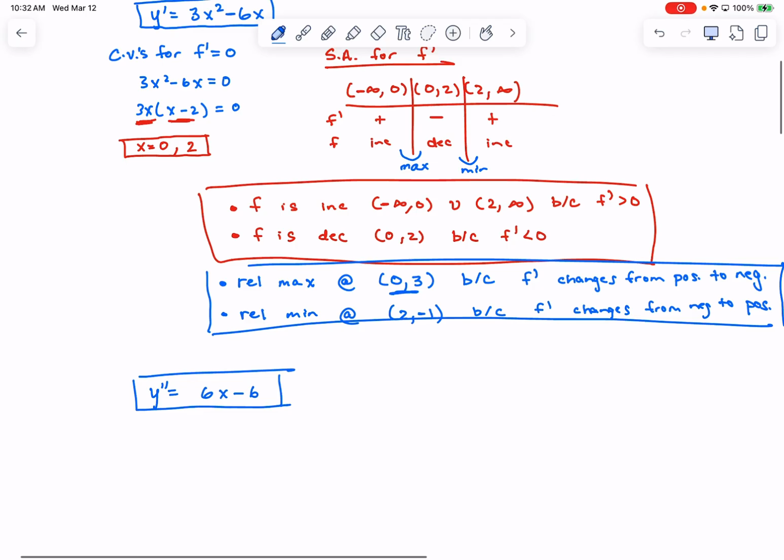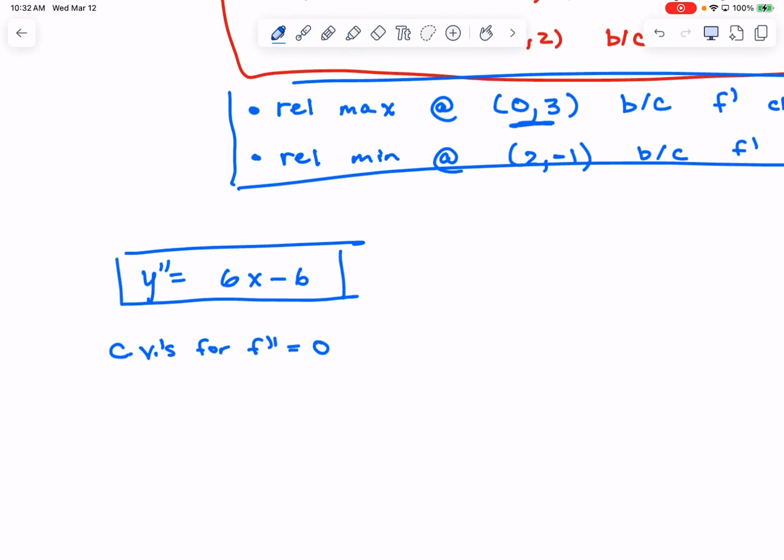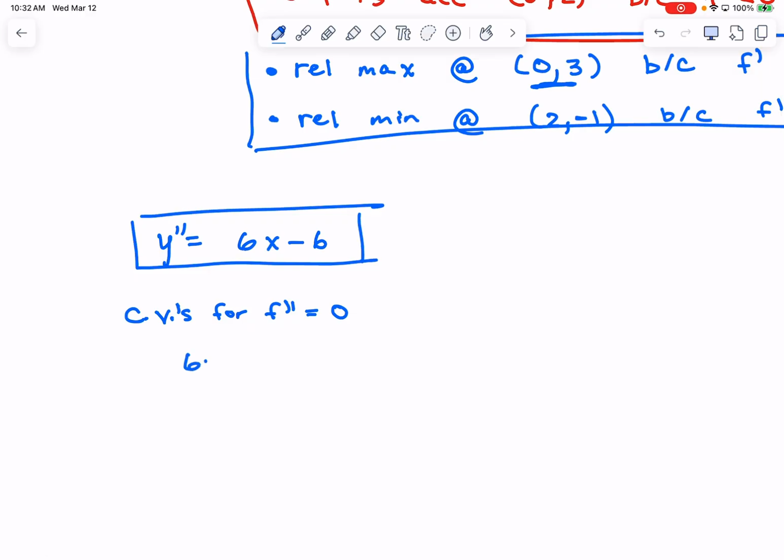All right, CVs for the second derivative. I label everything. I'm just super freakish about this, but it's going to be where it equals 0. Now, on the AP exam, you don't have to write CVs for the second derivative. You can just set the second derivative equal to 0 and solve. So 6x minus 6, and even on my assignment, you don't have to label everything exactly like I'm doing it, as long as you got the stuff done.